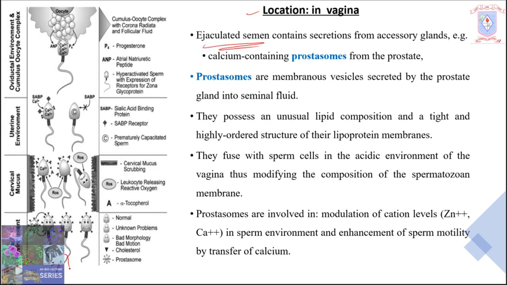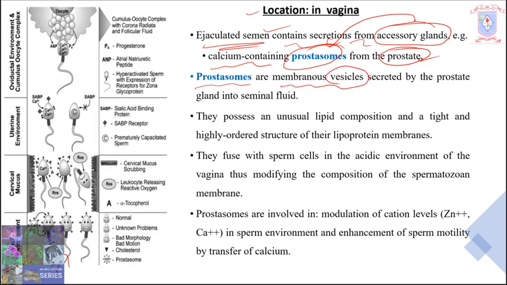The ejaculated semen contains secretions from accessory glands. We already discussed in the last slide the calcium-containing prostasomes from the prostate. One of the compounds is the prostasomes. It is released by the prostate gland, and prostasomes are membranous vesicles. Here you can see the prostasomes, and this is the vesicle shape.